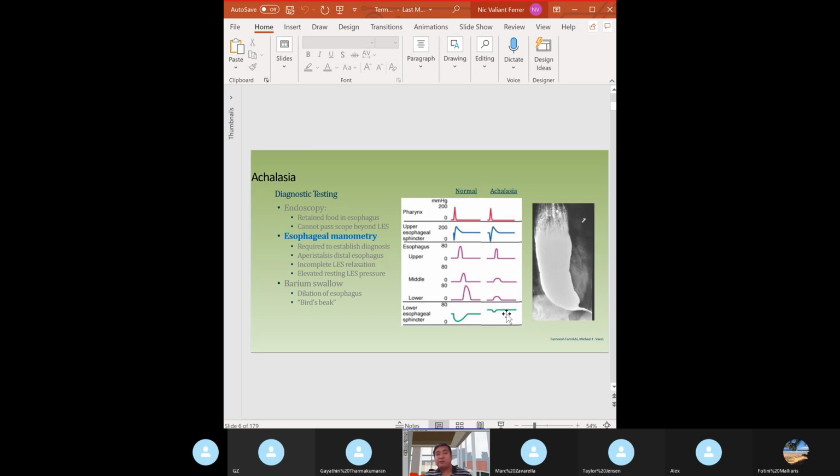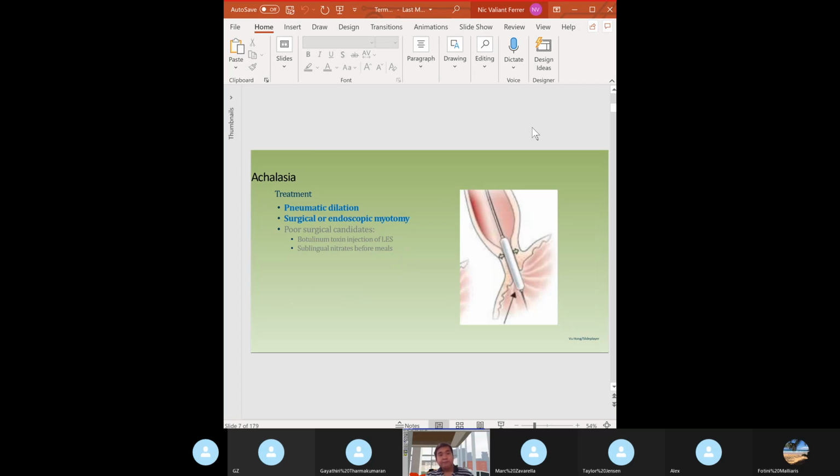Okay, you can also do barium swallow. So barium swallow, on the right side here, you can see the bird's beak appearance, a dilatation of the esophagus proximal to the constriction. What's the treatment then? We could do pneumatic dilation. We're going to insert a balloon and pop, open it up. Or you can do endoscopic myotomy.